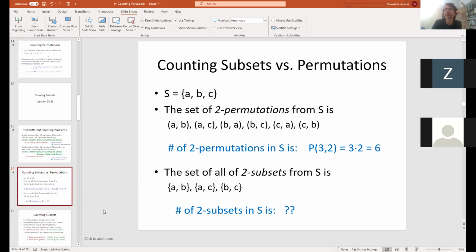Well, let's do some examples. So you have a 3-element set and you take 2-element permutations. So 3 choices for the first one, A, B, C, and then once the first is chosen, there are always two choices for the second element. What about two-element subsets? Okay, that I know how to count, it's 3, but is there a general formula?